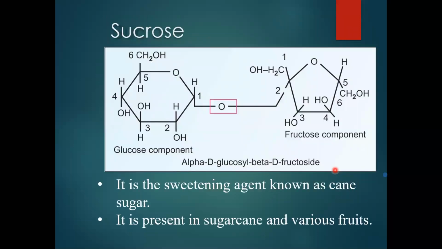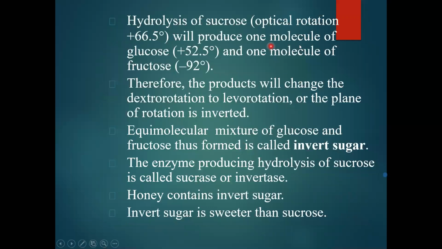Sucrose, we know, is the common sugar which we take. It's an example of a disaccharide, which is cane sugar. It's present in sugar cane in various forms. This is the structure of the sucrose molecule. The chemical compound has a glucose and a fructose molecule joined together by a glycosidic bond. So the molecule is also known as alpha D glucosyl beta D fructoside. Hydrolysis of sucrose will produce one molecule of glucose and one molecule of fructose. The enzyme which breaks down the sucrose molecule is sucrase or invertase. Honey contains invert sugar. Invert sugar is sweeter than sucrose.